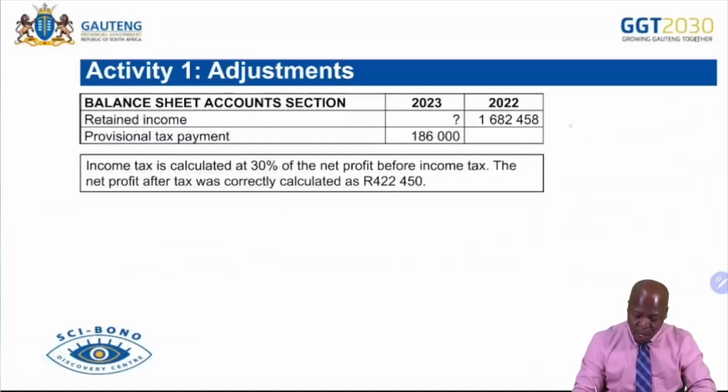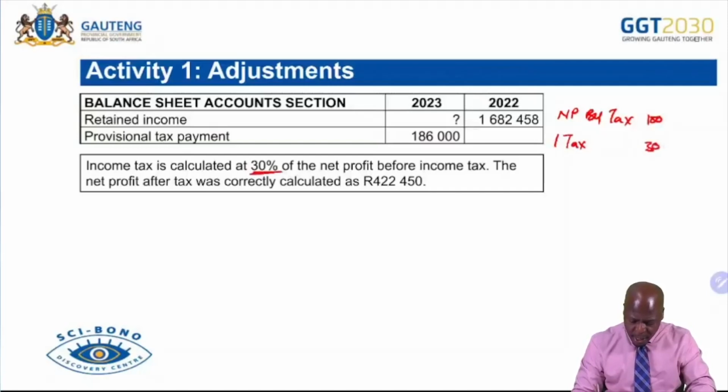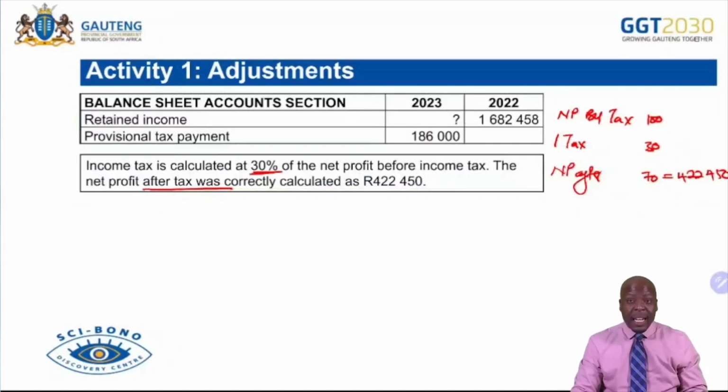So that therefore means we would get our net profit before tax, which we were given as 100, remember, and then we're told that income tax is calculated at 30% of the net profit before tax, and then we have net profit after tax, and the net profit after tax is now going to be 70%, and we are told it is 422,450. So we can calculate a number of things here.